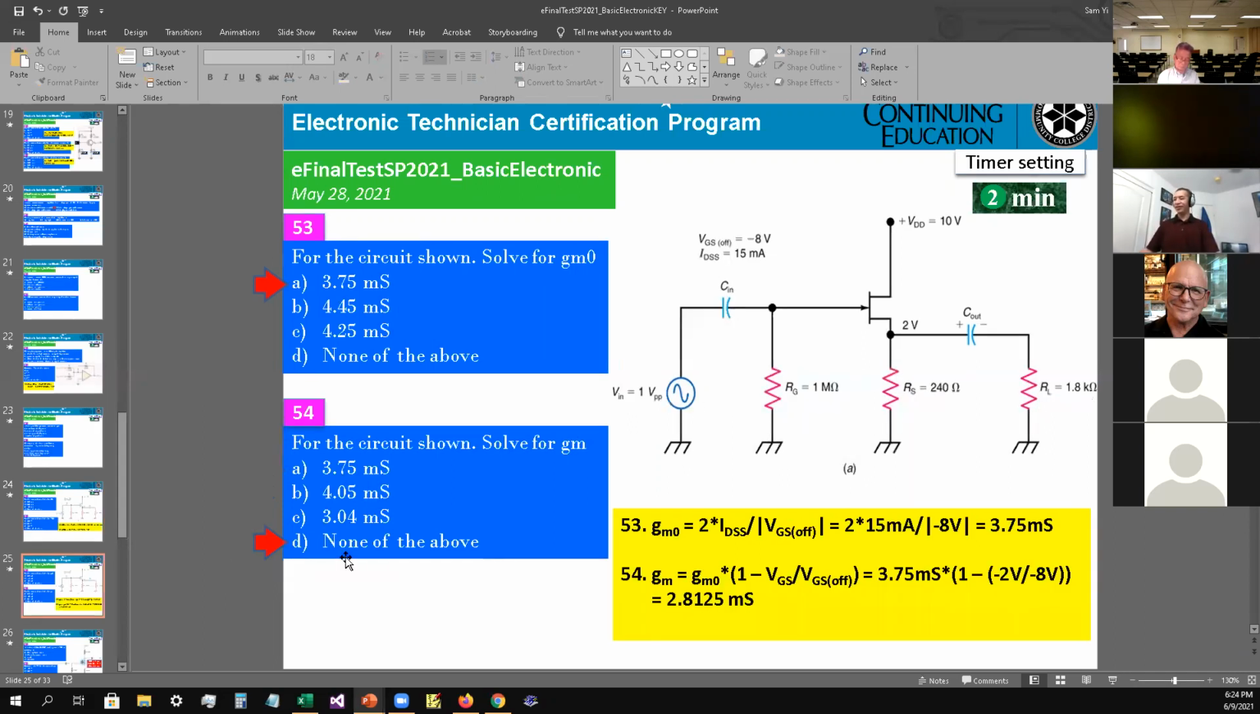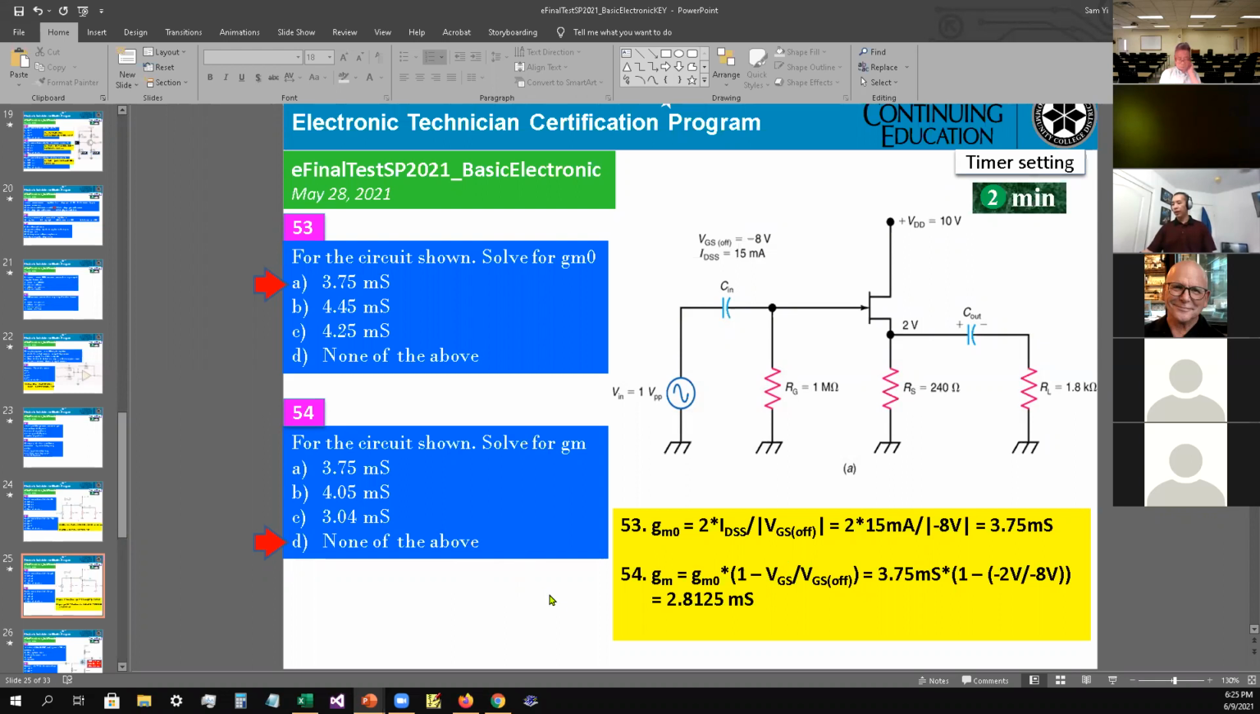All right. Number 53, for the circuit shown, solve for transconductance, GM0. So GM0 equals 2 times IDSS divided by the absolute value of VGS off. So 2 times 15 milliamps divided by the absolute value of -8 volt. That comes to 3.75 millisiemens. So the answer is A as in apple for number 53.